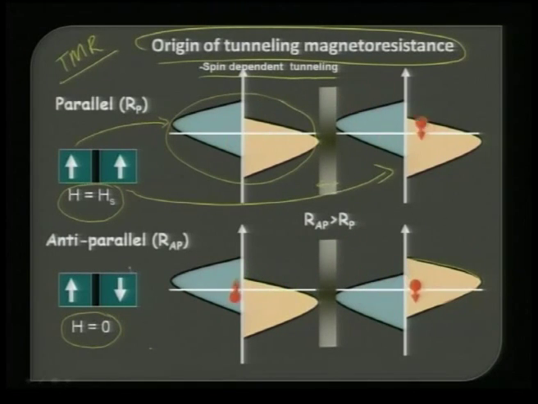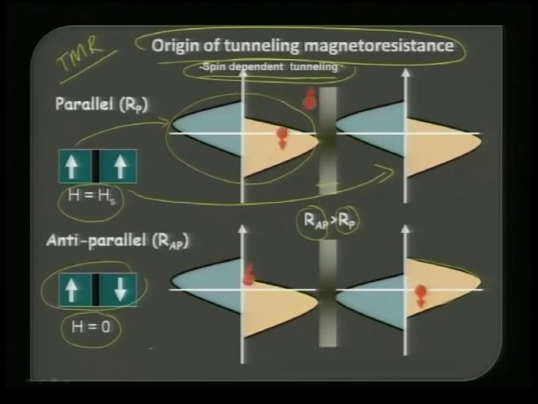As a result, in the anti-parallel configuration, resistance is greater than the resistance in the parallel configuration, and this is not based on the spin dependent interfacial scattering, this is based on spin dependent tunneling. And one more thing that is important to note in TMR devices, this should not be a metal, this should be an insulator, and this insulator should be thin enough so that this quantum mechanical tunneling can be effective. Okay. So, this is called tunneling magnetoresistance, TMR, and what is happening here is a spin dependent tunneling.